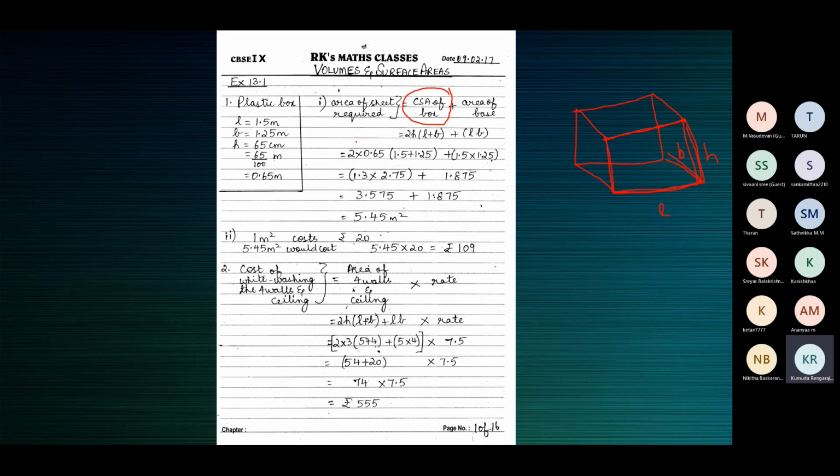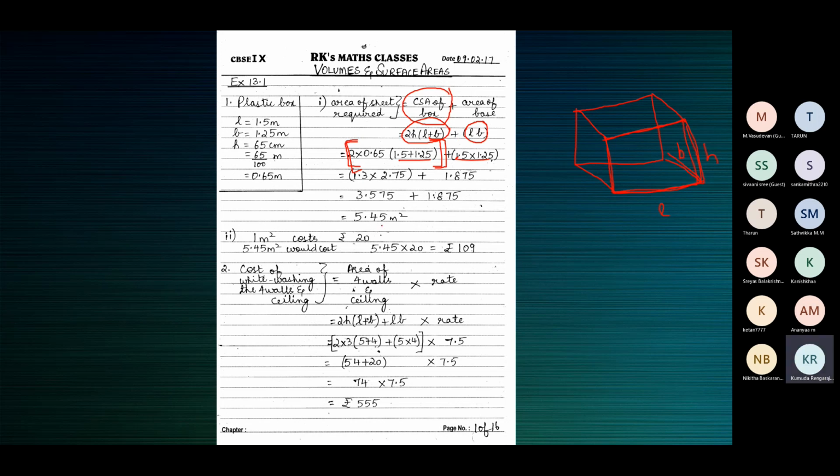Be careful while calculating, children. 2h into (L plus B) must be calculated. Don't add these two now. This is 2h into (L plus B). This bracket should be simplified. Then this result and this result should be added up. Whatever you get for this and whatever you get here for L plus B, you should find the sum of these two.